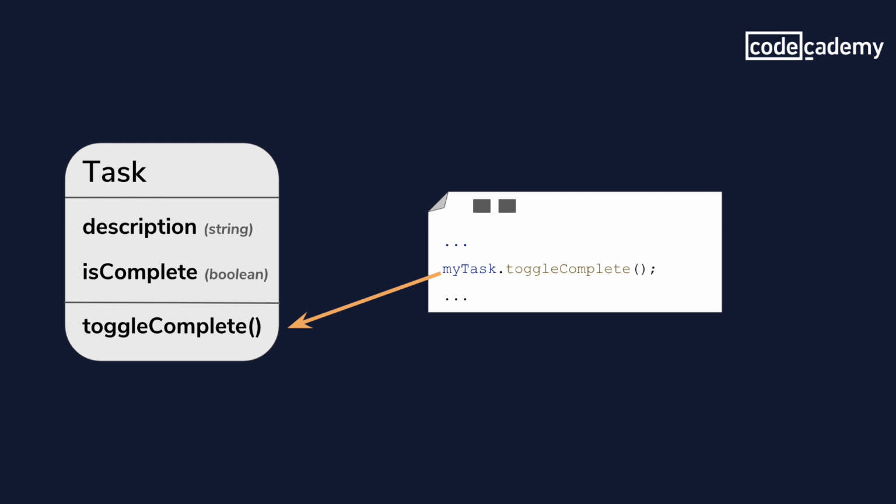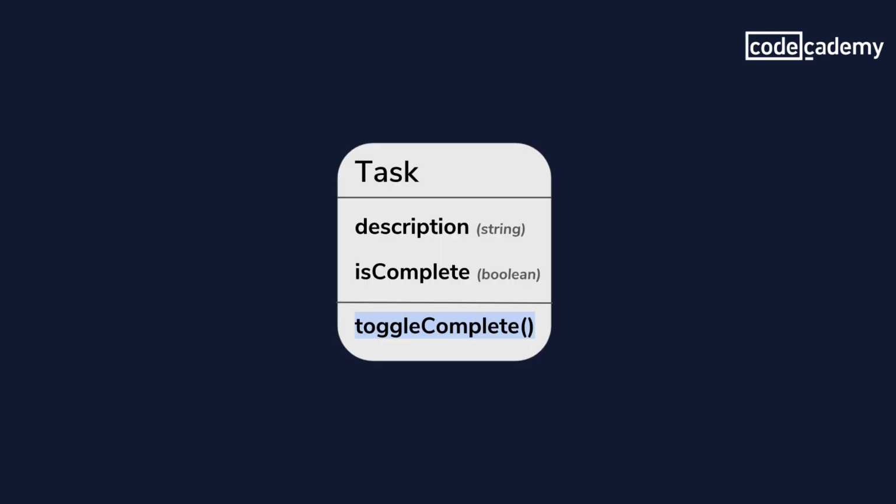We don't need to know anything about how this is getting toggled or the logic behind when it can and can't be toggled. We just call the class method and it works. In this case, we've abstracted away the logic behind toggling the complete status on a task, ultimately making it easier for other pieces of code to perform that action.